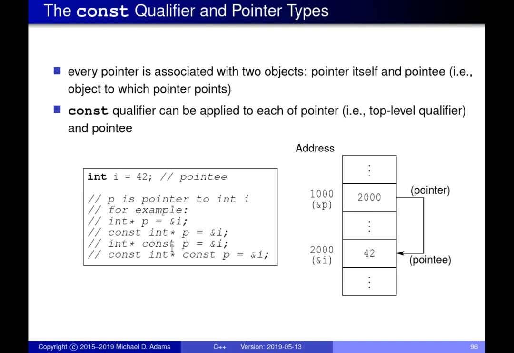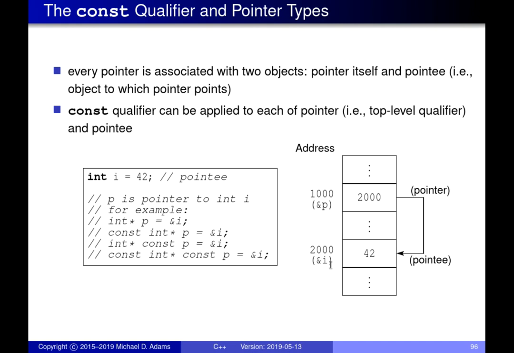In the third case here, we have a constant pointer to an integer. This would correspond to the case where we're not allowed to change the value of the pointer. So this 2000 is stuck there forever. We can't change it, but we can change the thing it points to. We can dereference the pointer and change what's at memory location 2000 where it points to.